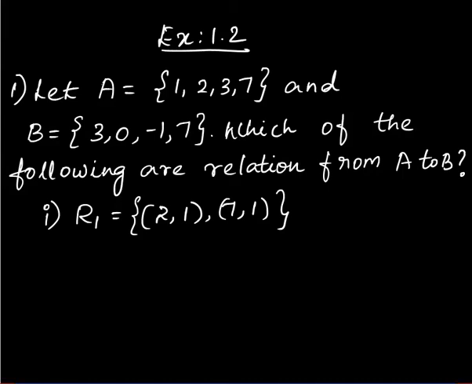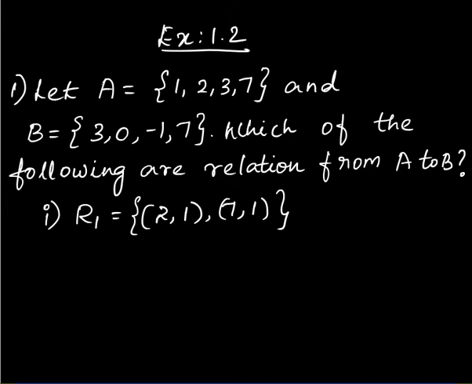Exercise 1.2, first question. Let A = {1, 2, 3, 7} and B = {3, 0, -1, 7}. Which of the following are relations from A to B? So for the first question, they have defined R1 to be {(2, 1), (7, 1)}.